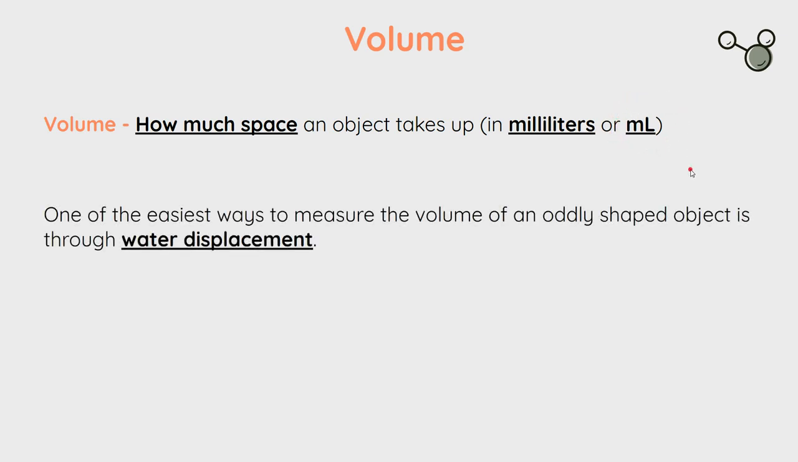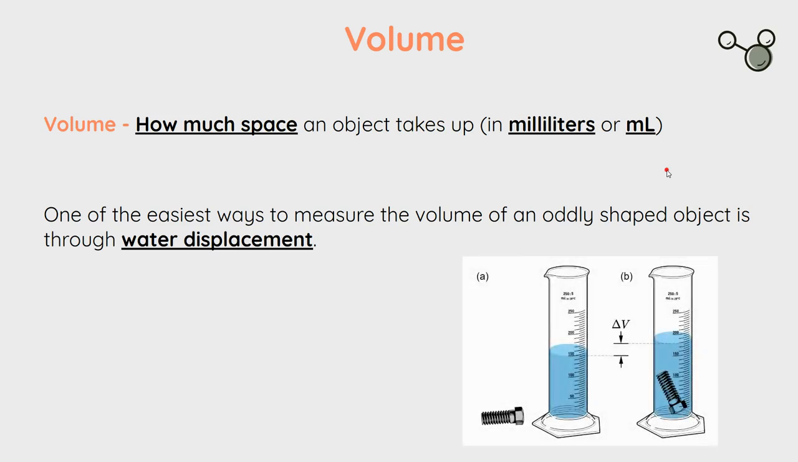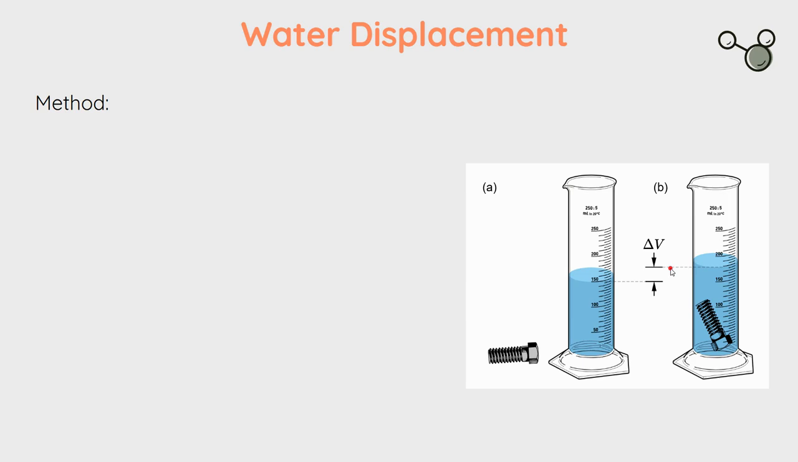One of the easiest ways that we can measure the volume of an object that has an odd shape is through a technique called water displacement. And I showed an image of that here. Basically, we will fill a graduated cylinder, measure the amount of water, drop an object in, and see how much the water rose. And I'll go through that on the next slide.